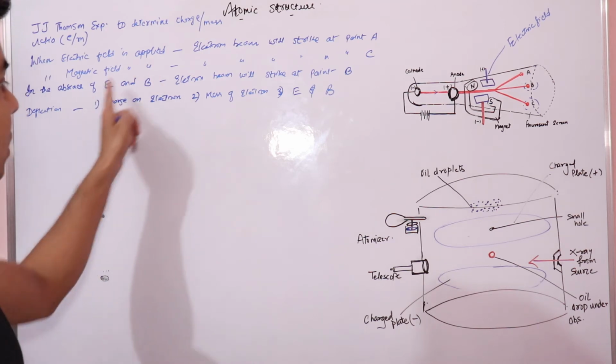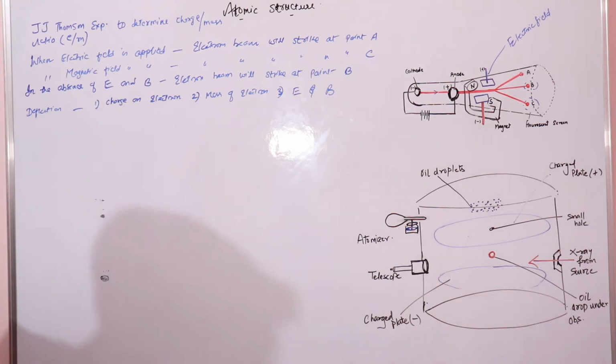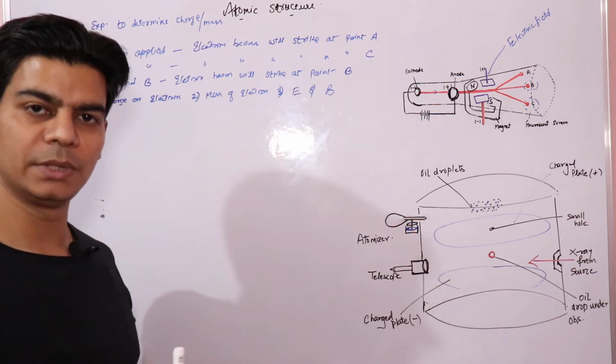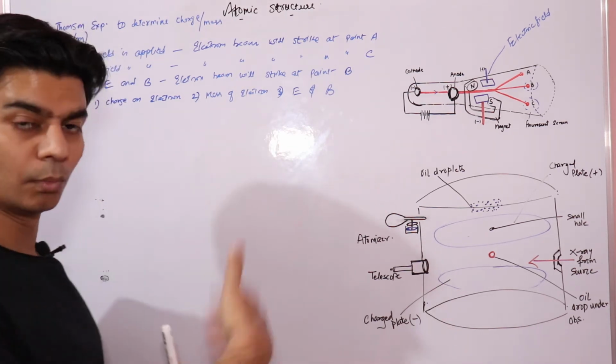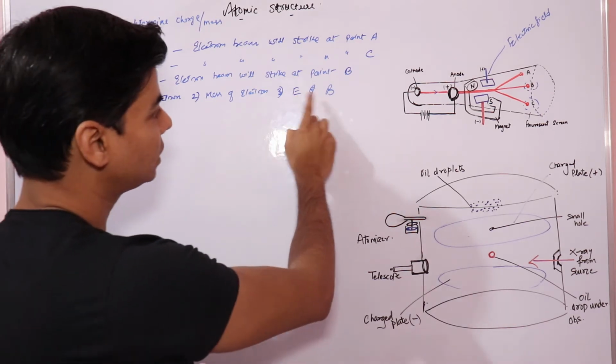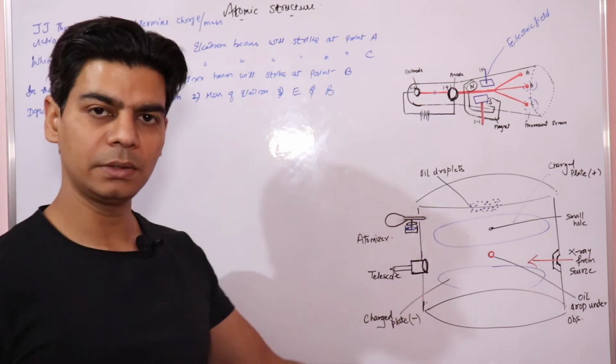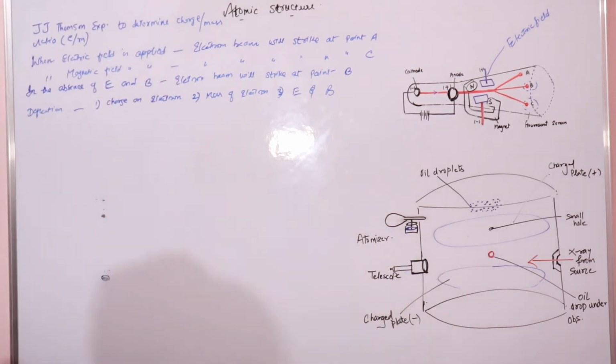So more is the charge on the electron, more is the deflection. More is the mass, less would be the deflection. So less is the mass, more would be the deflection. More is the value of E and B, more is the magnetic field, more would be the deflection. This is how it depends, right.